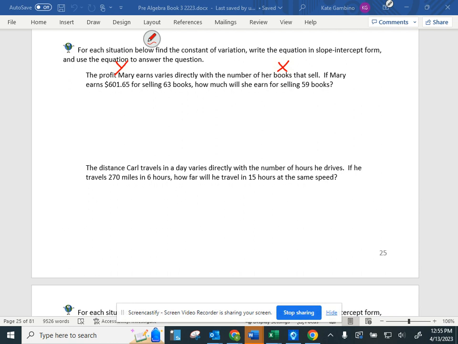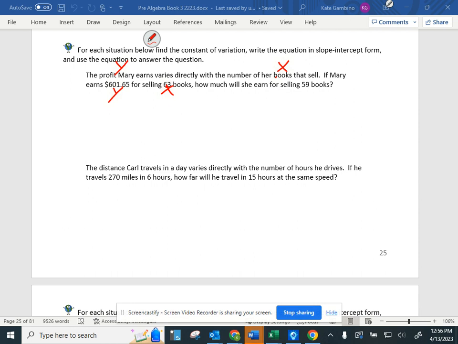If Mary earns $601.65 for selling 63 books, how much will she earn for selling 59 books? Which one of these is my x and which is my y? The $601.65 is which one? The y. That's her profit. So that means that the books is the x.